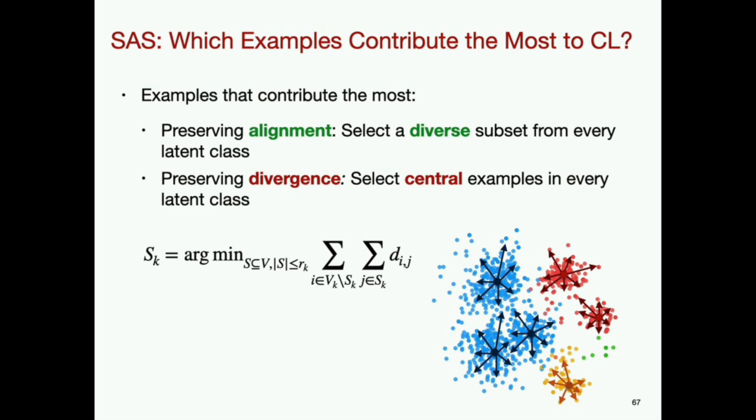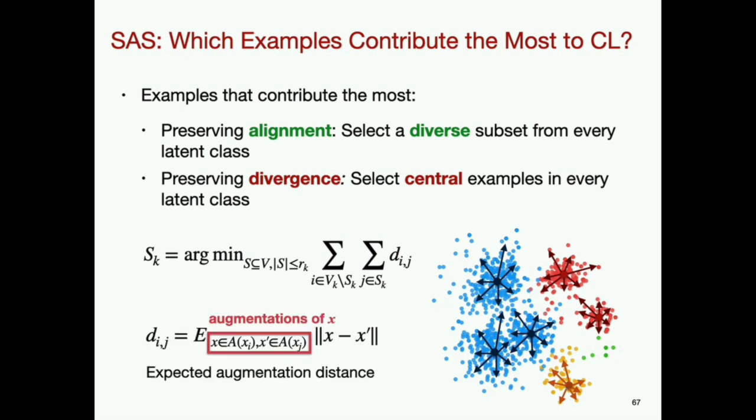I showed you two objectives for each of these things, and we relaxed them into this combined objective where we're trying to minimize the sum of expected augmentation distances from the selected examples to the unselected examples. You can intuitively see why this will ensure both things. We're going to preserve the center, and we're also making sure that we always have examples in our selected set that are similar to our unselected set in terms of expected augmentation distance. And dij again is the expected augmentation distance.